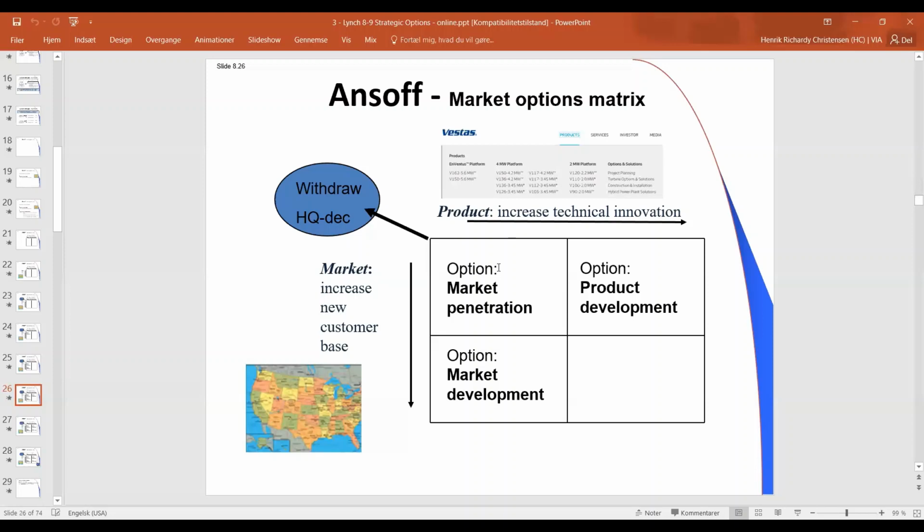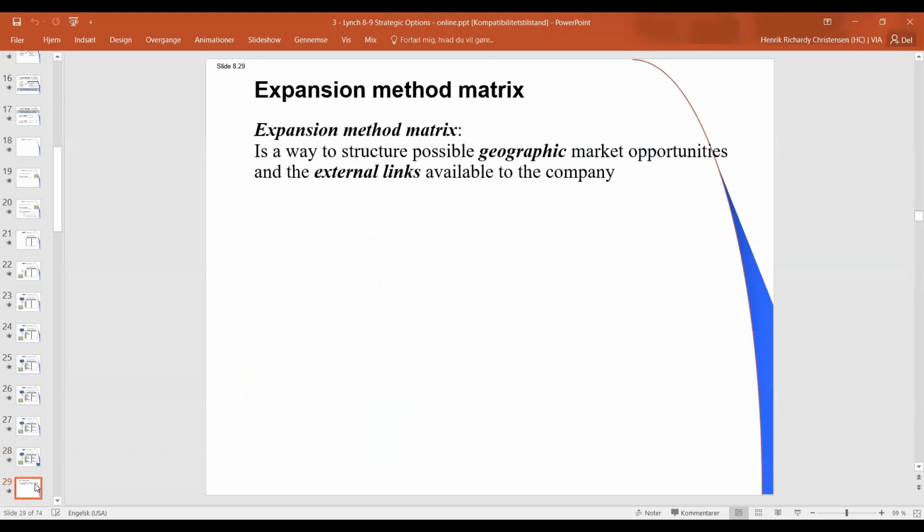But again, this is option number 5. If we count 4 from Porter, 5, 6, 7, and then we have number 8 here, which is about diversification. And diversification is about doing something that is quite different from what we are already doing. We'll get back to what diversification is when we are talking about corporate strategy. And then, of course, we can have diversification as being related or unrelated. Okay. So these were options based on Porter and based upon Ansoff.